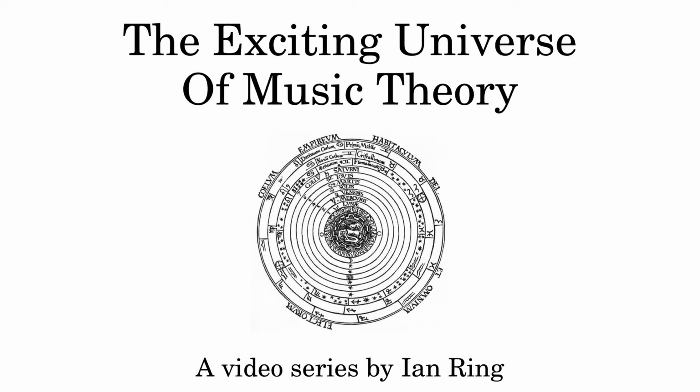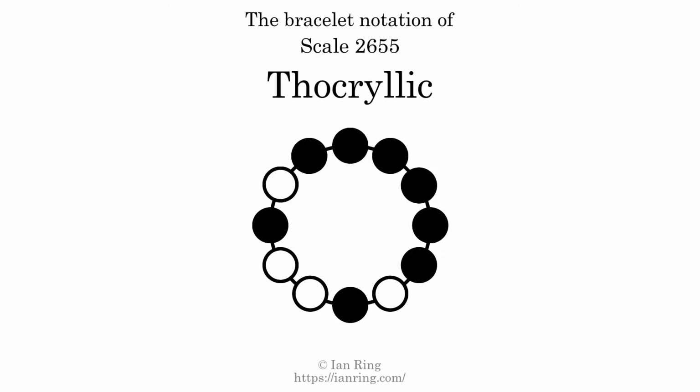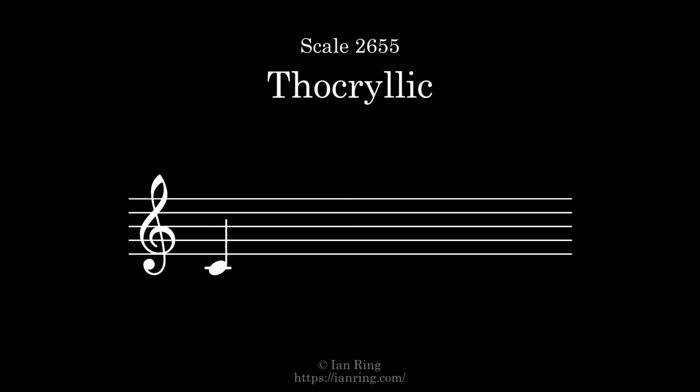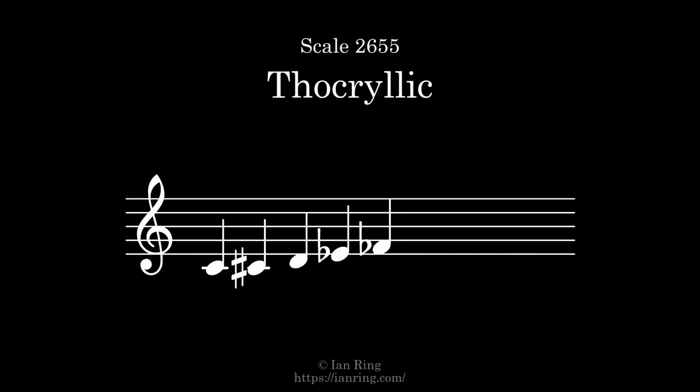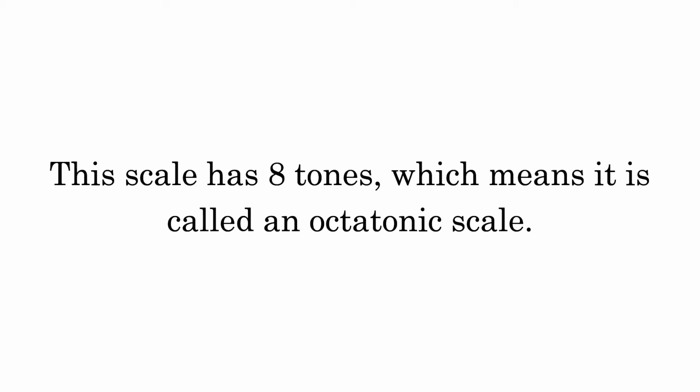Welcome to the exciting universe of music theory. Are you ready to learn? Then let's begin. Today we will talk about scale 2655, Thocryllic, which sounds like this. This scale has 8 tones, which means it is called an octatonic scale.